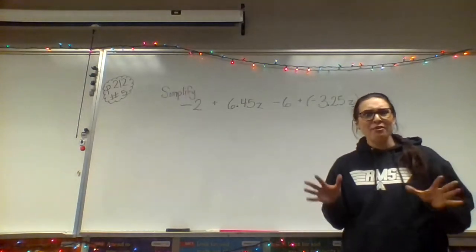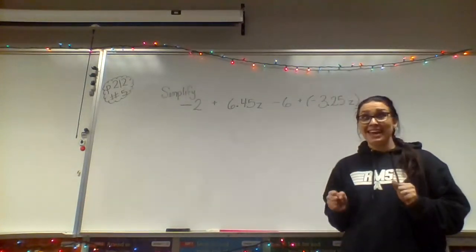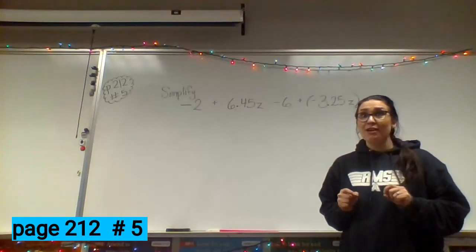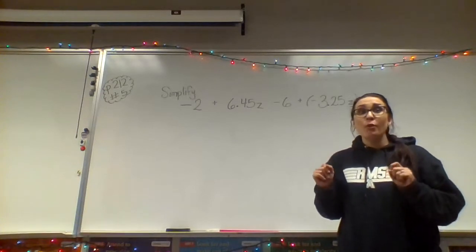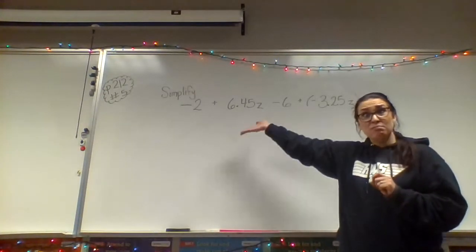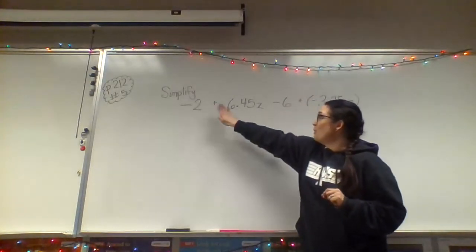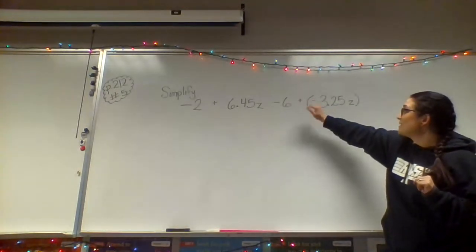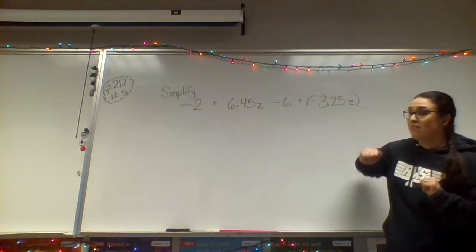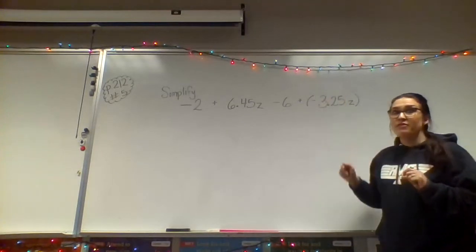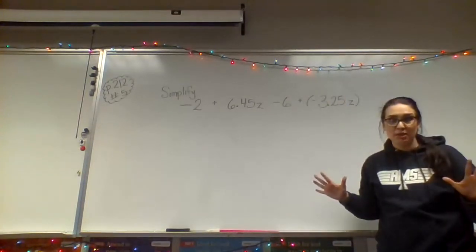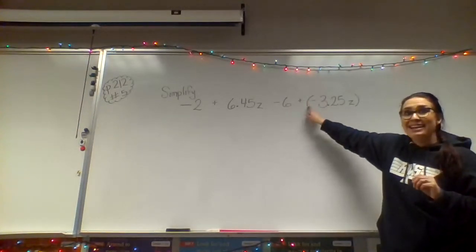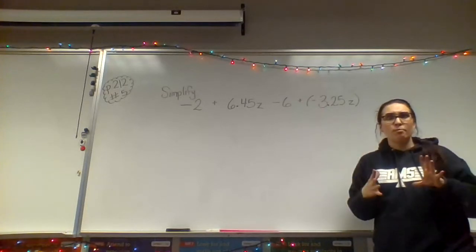All right, my friends, so now that we've kind of like figured it out a little bit, let's get to some practice problems. Woohoo! So the first one that we're going to look at is page 212, and it's number 5, all right? So what it's asking us to do is to simplify this big old expression. So we have negative 2 plus 6 and 45 hundredths z minus 6 plus a negative 3 and 25 hundredths z. Now notice, this is in parentheses, yes, but it has nothing to do with multiplication. The reason it's in parentheses is so that you understand that you're adding a negative amount, all right?